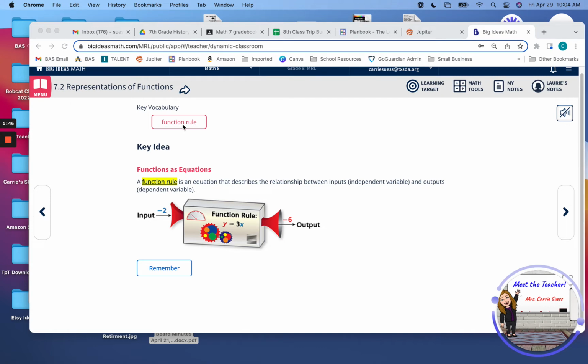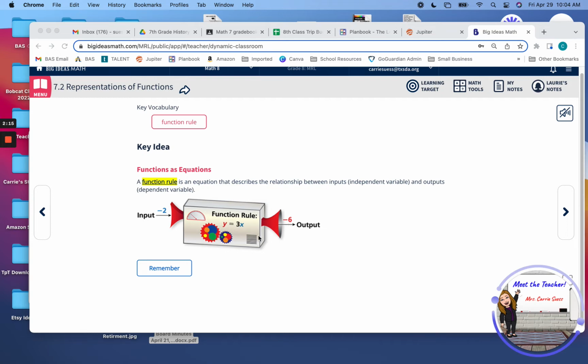Okay, you need to write the key vocabulary word, the function rule definition. You do not have to draw this picture. If you already did, good for you. Some of you are very visual and it will help you. So the point of this as a visual is when you input something into the machine, being the rule or the equation, you will output an answer.